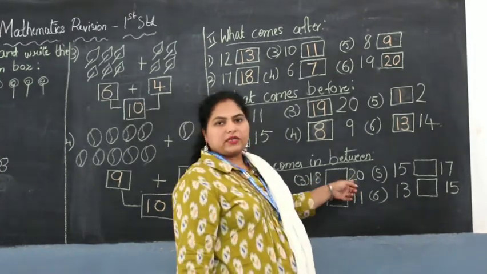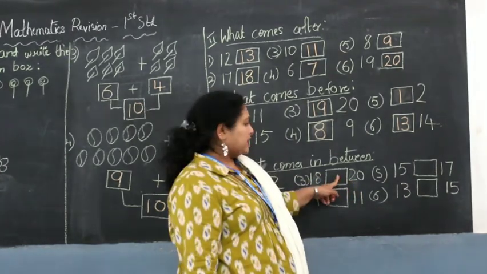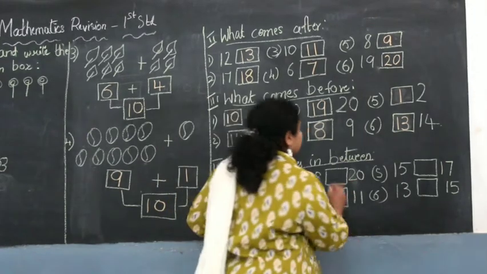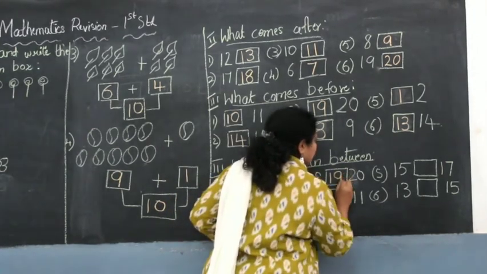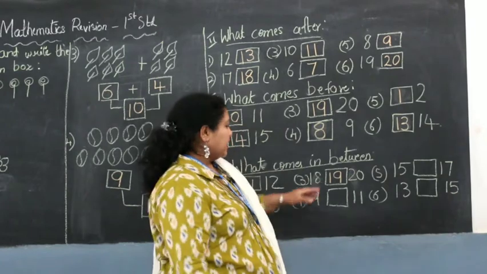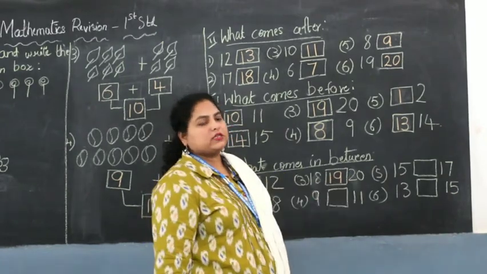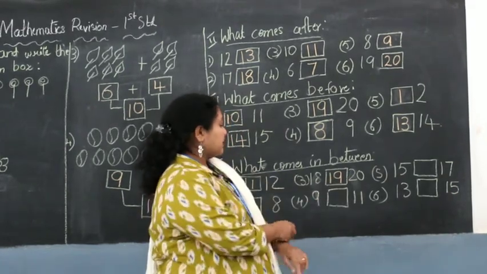Next, 18 dash 20. 18, 19 and 20. So 1 in the tens place and 9 in the units place. 19. 18, 19, 20. What's the next number? 9.